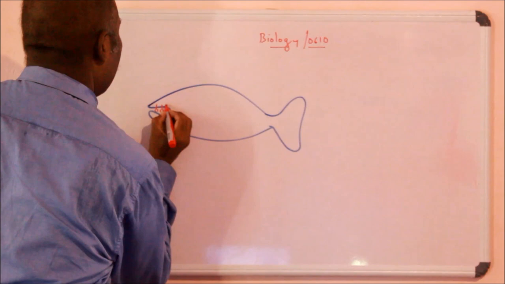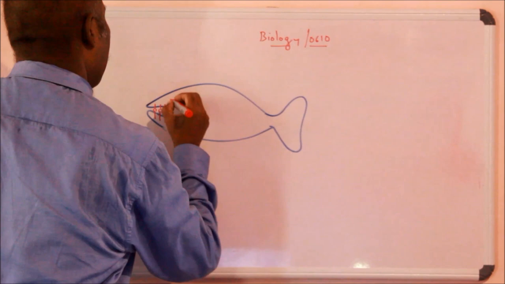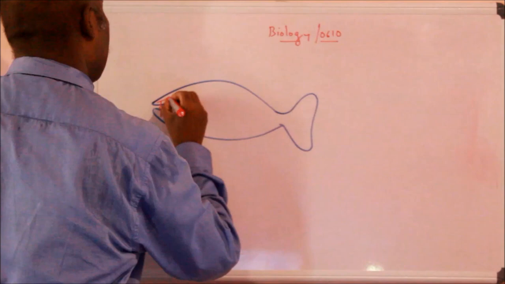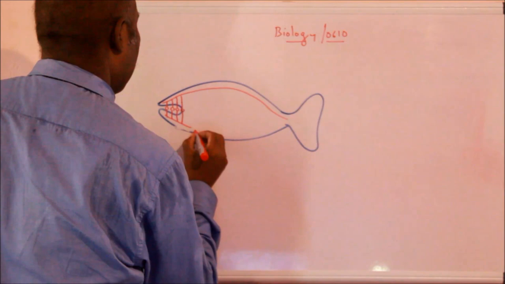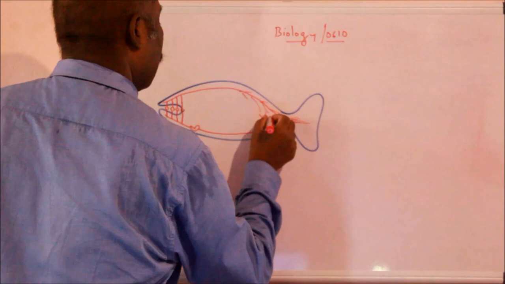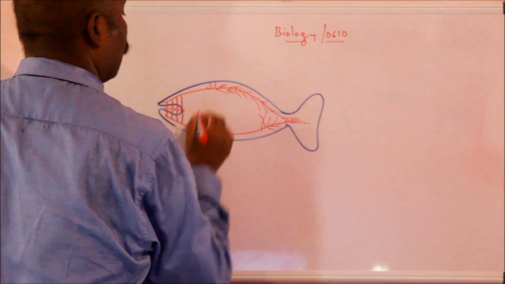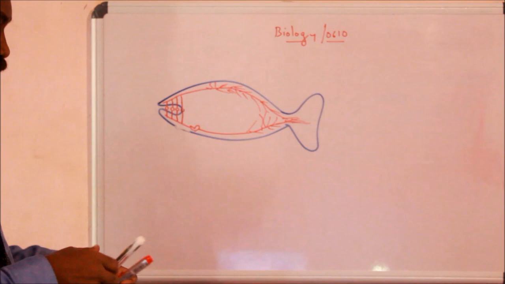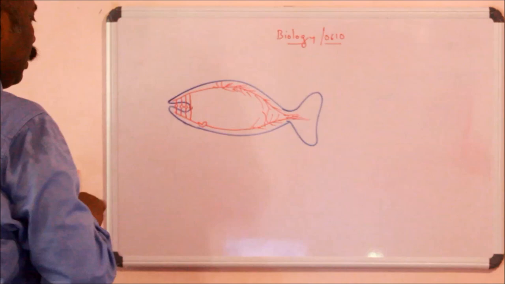You can see how the blood vessels are going. And this is the heart. And you can see capillaries and the main blood vessels. So here you can see the circulation of blood in fish. Here you can see the heart of the fish.